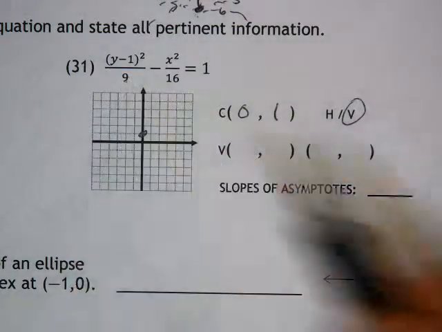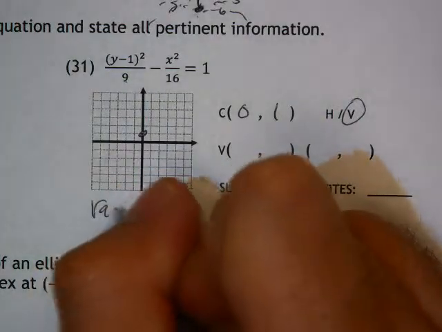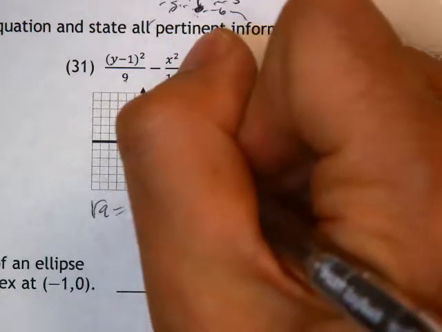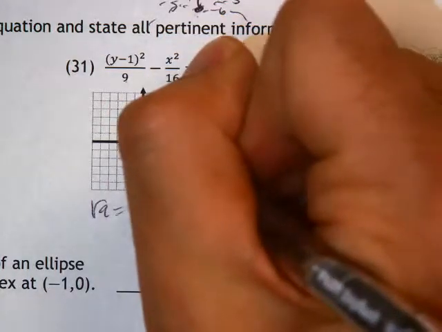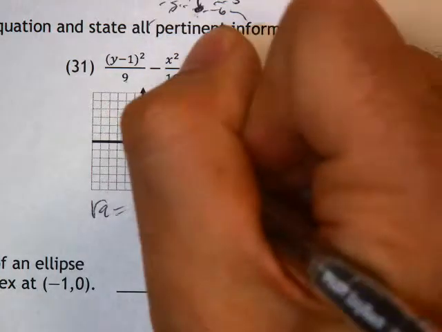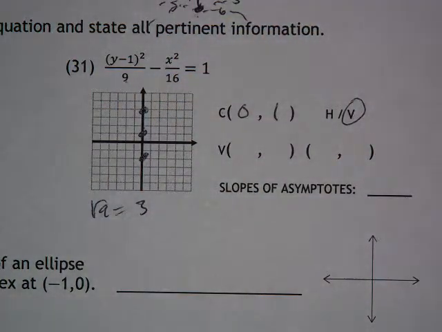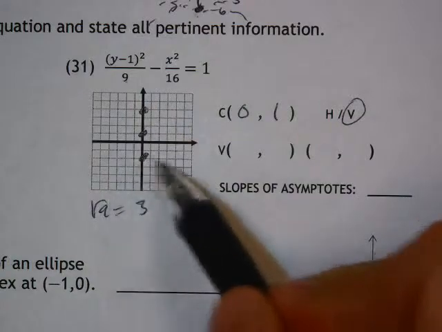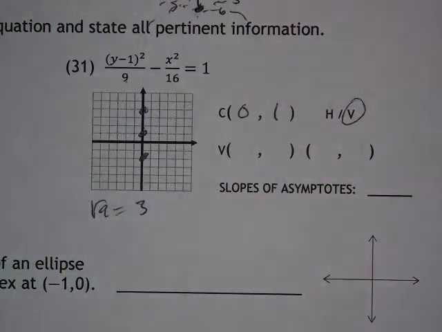Underneath the y, we see a 9. The square root of the 9 is 3, which means we're going to go up 3 from this point. 1, 2, 3. And then down 3. 1, 2, 3. And before I even graph the rest of it, since we know it's vertical, that tells me that eventually the parabolas are going to start with those 2 points. Those two will be the vertices of the parabolas.